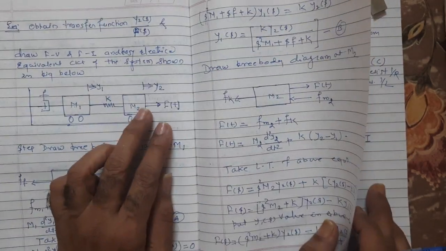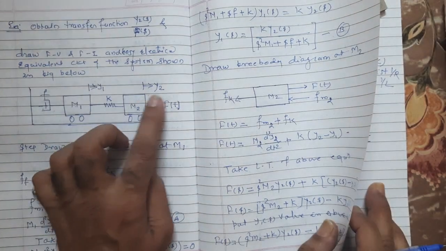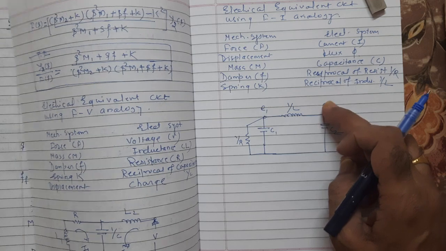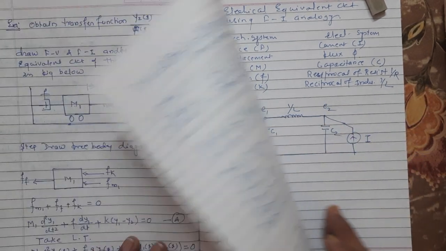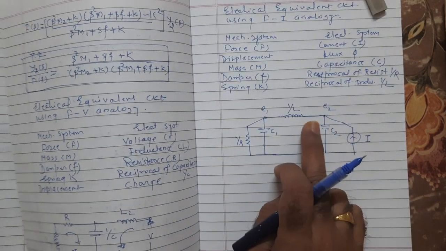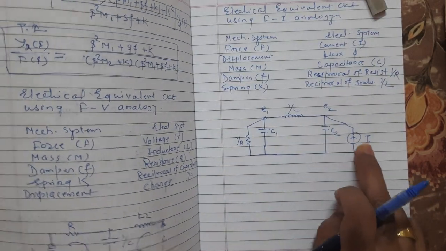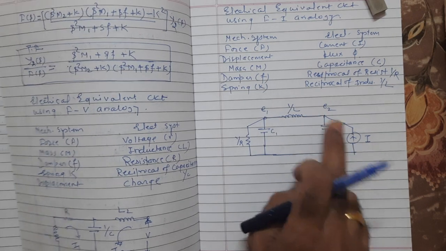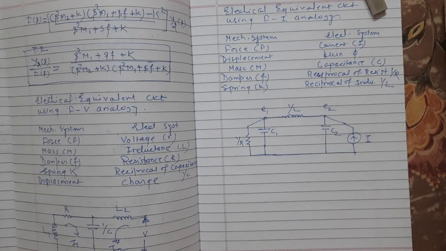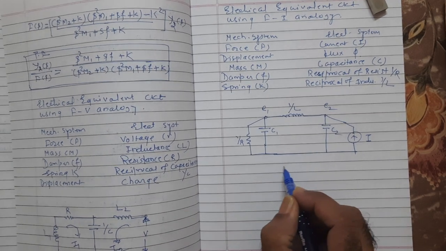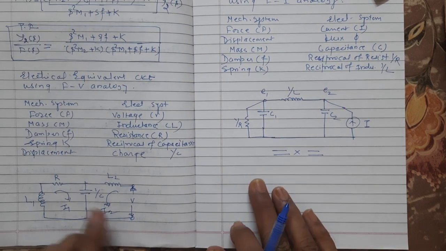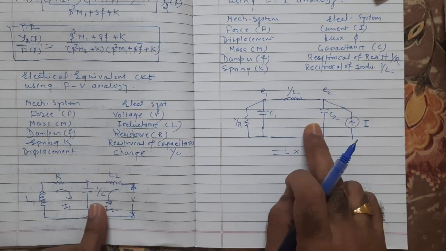Similarly, we will find out for M2. Y2 is connected to M2. M2 means C2, so we will connect C2 to E2, and it is also connected to F of t, which is nothing but the current. So we will put the current source here, connect it to E2, and then connect the rest of the terminals. This way we can draw the electrical equivalent circuits using both the F2V and F2I analogy.